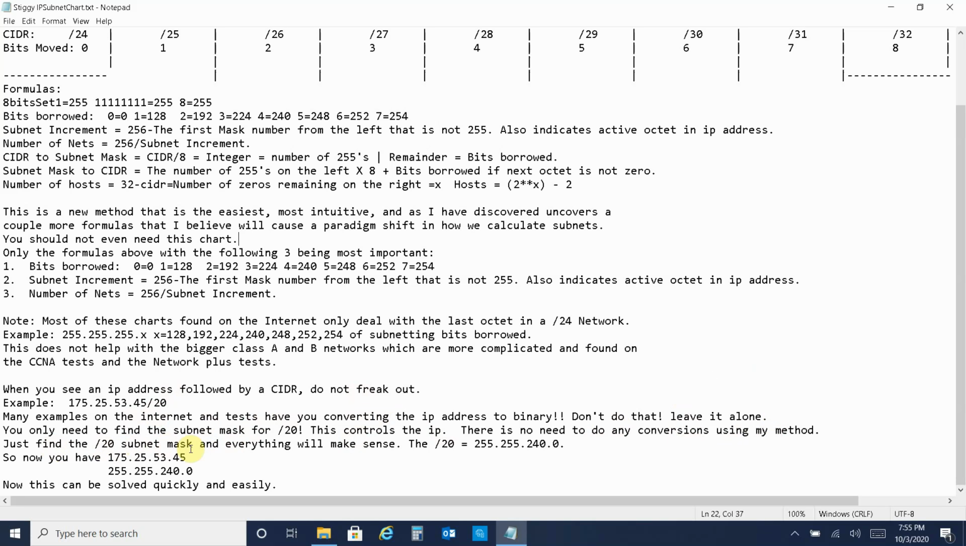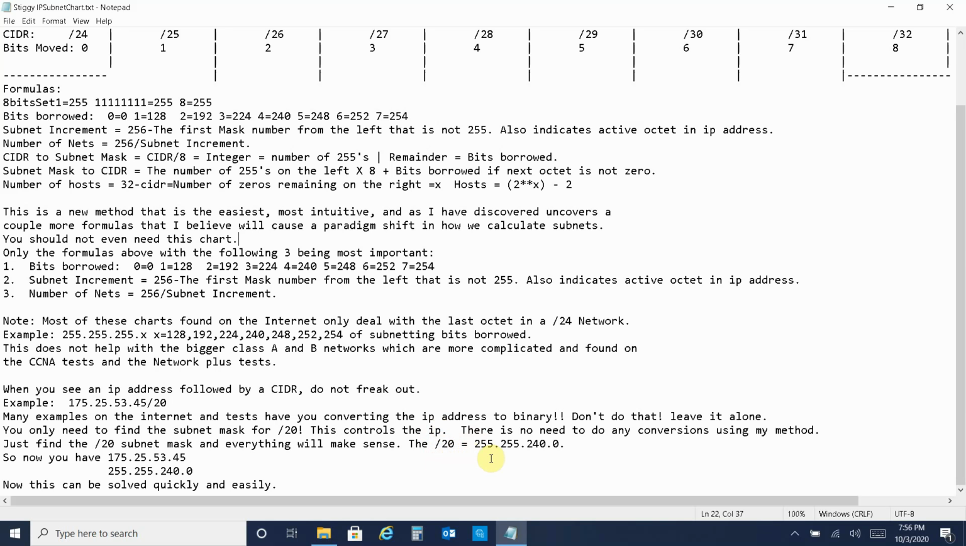Just find the /20 subnet mask and everything will make sense. /20 equals this. If you don't understand that, we can do it very easily right now. So, how do you find it? This is a CIDR, by the way. They'll just go on a test and say, here, /20. What does that equal? Give that to us.